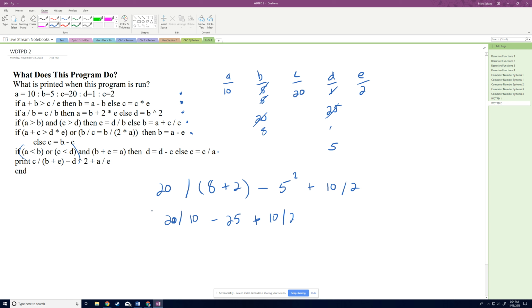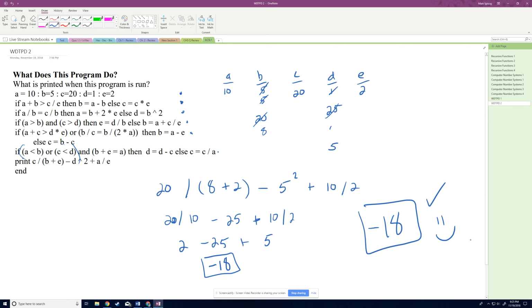Okay, so now we do our divisions first. So we have 2 minus 25 plus 5, right? So 2 minus 25 plus 5, basically that's negative 23 plus 5, negative 18. So we get negative 18 is our value, negative 18. Awesome, boom, yeah. Okay.